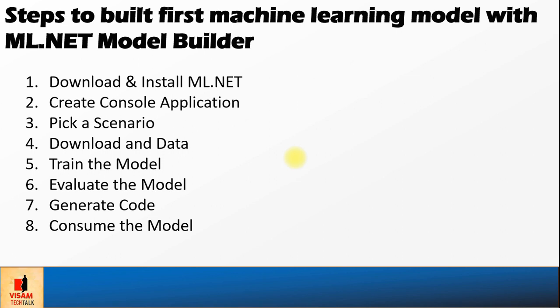Once you select the scenario, the next task is to load the data. Load the data means we need to download data which is available on the Microsoft site, and we give the data as input to train the model. In step 5, we train the model, and once the training is over, we evaluate. Once the evaluation is done, ML.NET Model Builder generates the code, and this code we consume in our application to test the scenario. These are the various steps which we need to follow. Let's see the practical implementation.